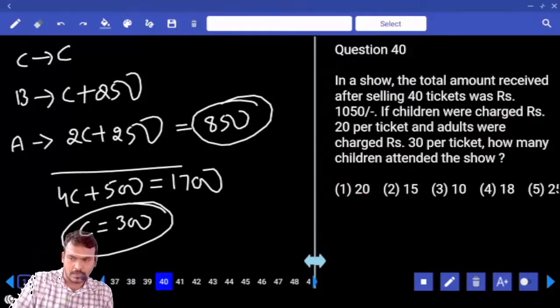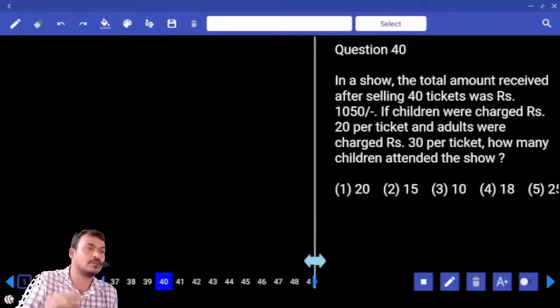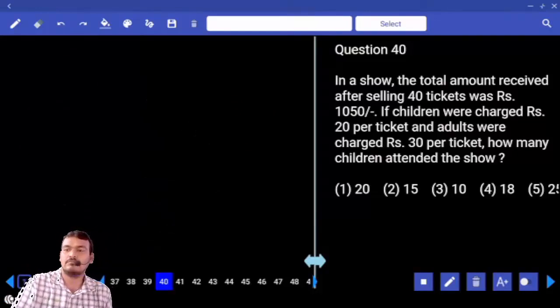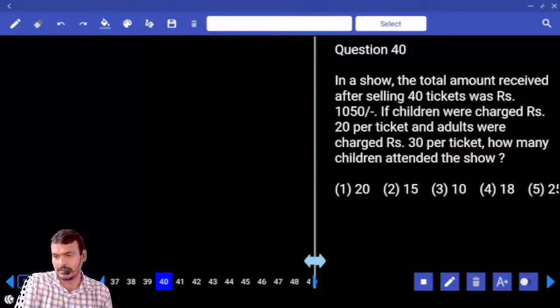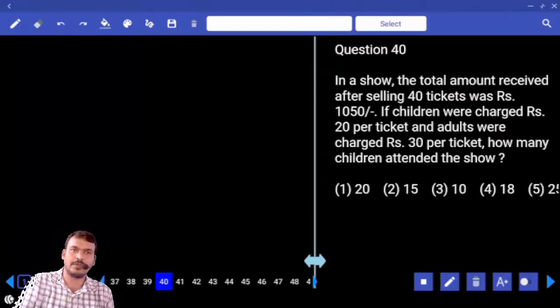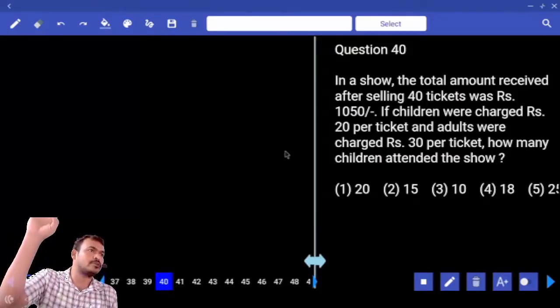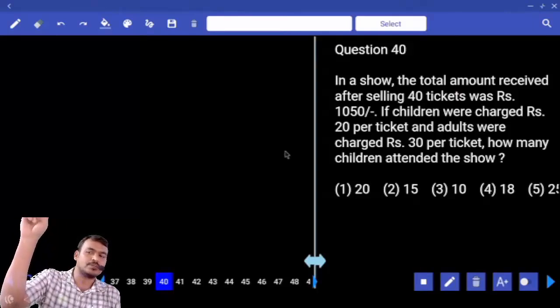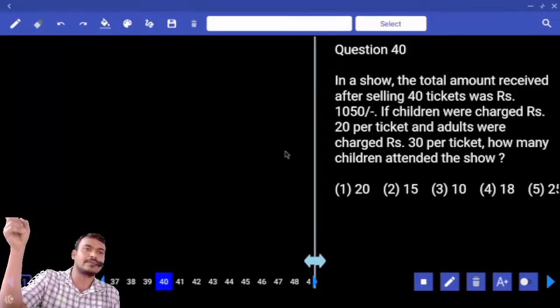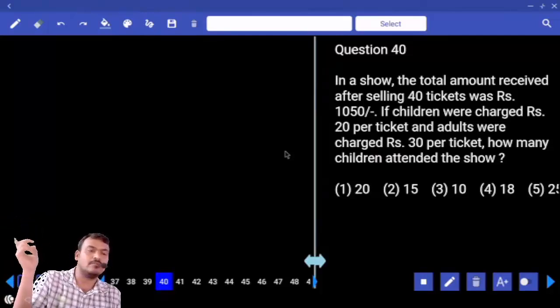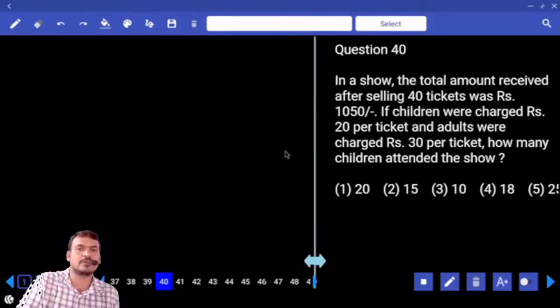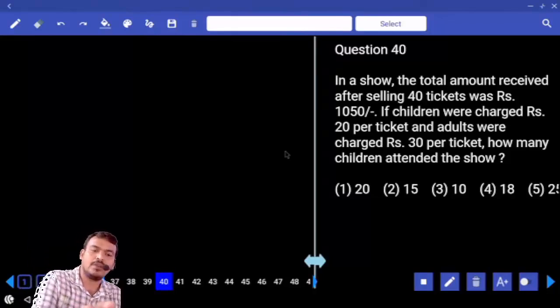Next question number 40. Children, adults, total value, by using the reverse method. In a show, the total amount received after selling 40 tickets was 1050. If children were charged 20 rupees per ticket and adults were charged 30 rupees per ticket, how many children attended the show? For this type of question, how many methods are we using? 3 methods. First one, x and 40 minus x. Second one, allegation. Third one, reverse method. Which one is comfortable? Reverse method.